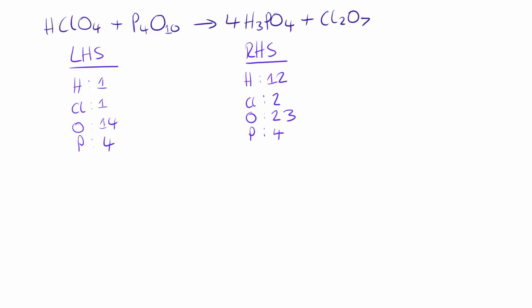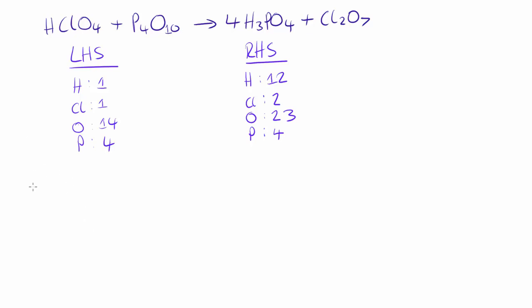Now, one of the areas which we can see is quite unequal would be the hydrogens, right? So we've got 12 on the right hand side and only 1 on the left hand side, and the only species in which hydrogen occurs is the HClO₄. So in this instance, what we can try and do is put a 12 effectively in front of the HClO₄, just to try and increase that to be on par with the number of hydrogens on the right hand side. So let's do that and see what impact that has on the overall balance, right?